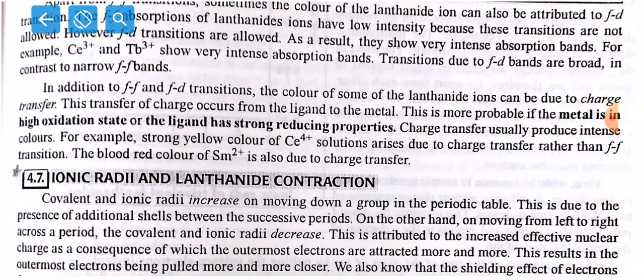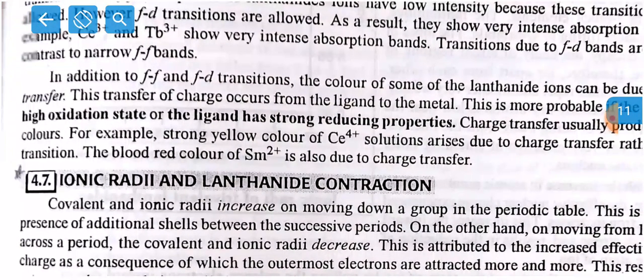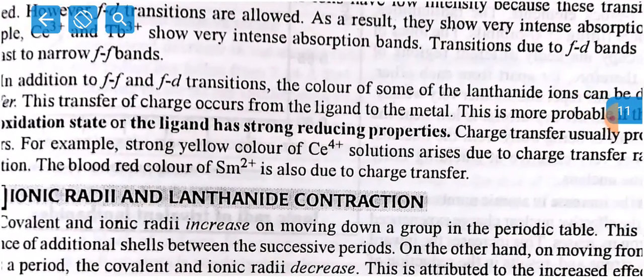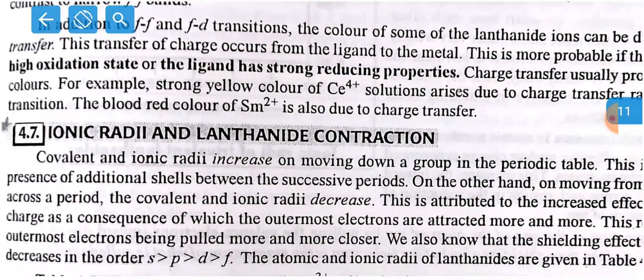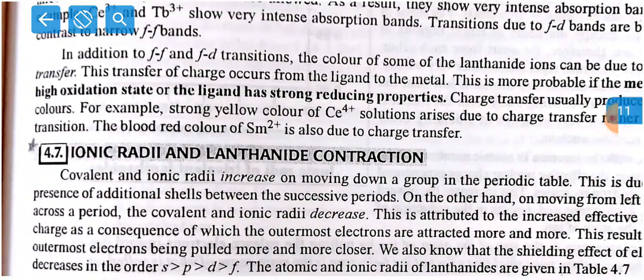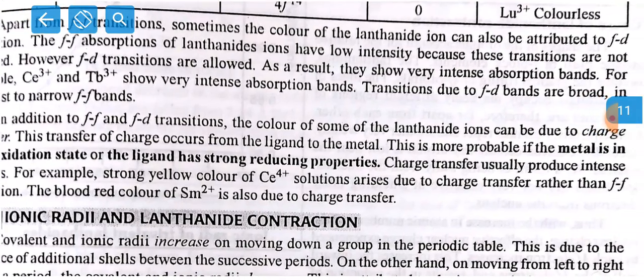In addition to f to f and f to d transitions, the color of some of the lanthanoid ions can be due to charge transfer. This transfer of charge occurs from the ligand to the metal. This is more probable if the metal is in a high oxidation state or the ligand has a strong reducing property. Charge transfer usually produces intense color.